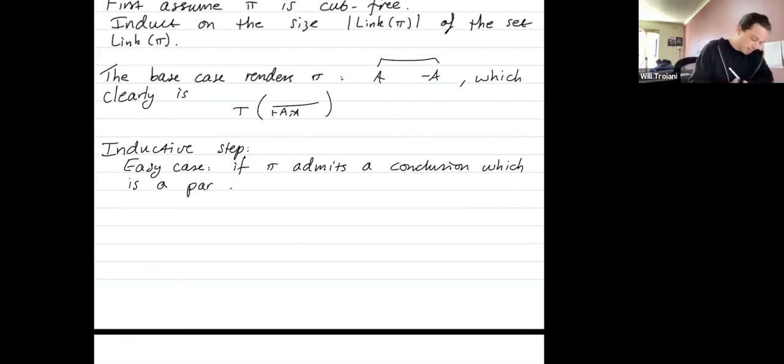So let me just convince you. If I had A and B, and then I did A par B, then the long trip condition, and this is terminal, right? So there's nothing after it.